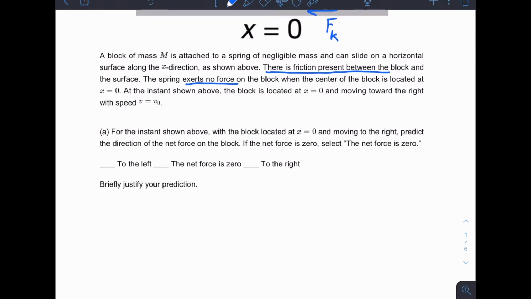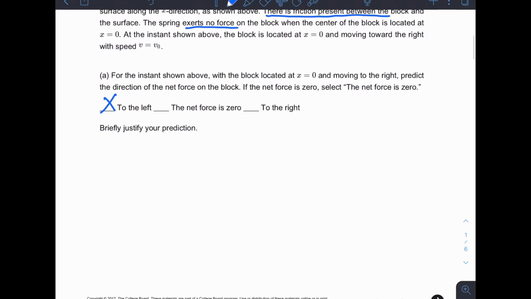So for part A, at that instant, when the block is located at that point, moving to the right, predict the direction of the net force on the block. So if there's no force from the spring, then, and I would say there's still gravitational force downward, but there's still normal force from the surface it's on, which are both equal and opposite. So there's zero vertical net force. The only force acting on it right now is the friction force. So that is to the left. So we want to justify that.